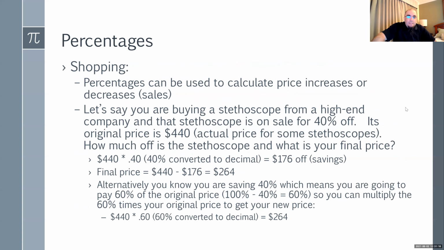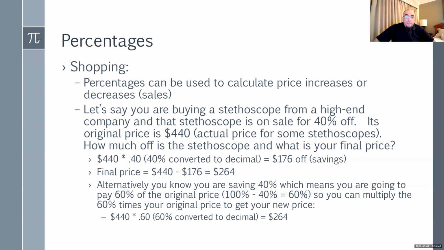So let's talk about shopping, because everyone wants to go shopping, right? Percentages can be used to calculate price increases or sales. So let's say you're buying a stethoscope from a high-end company and the stethoscope is on sale for 40% off. The original price is $440. And don't sleep on this, my stethoscope was about $400. Again, it's on sale for 40% off. How much is your final price?